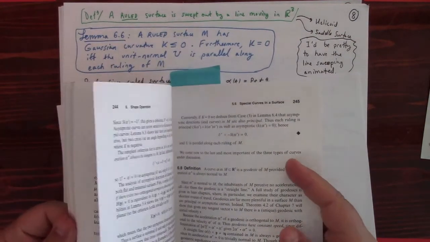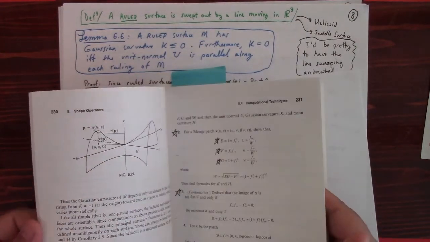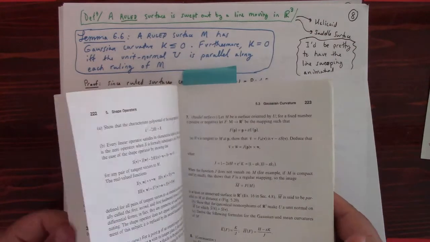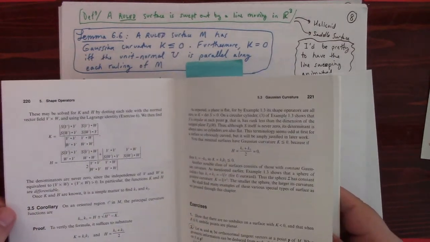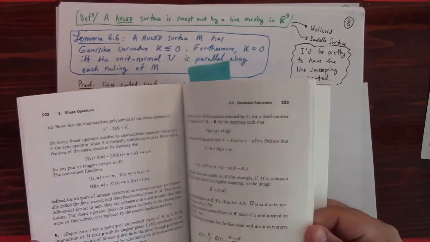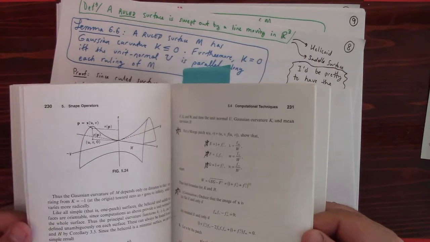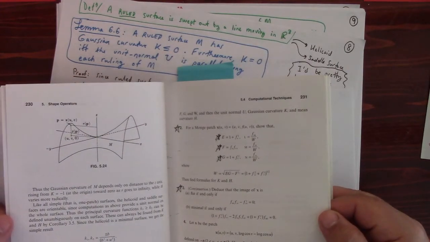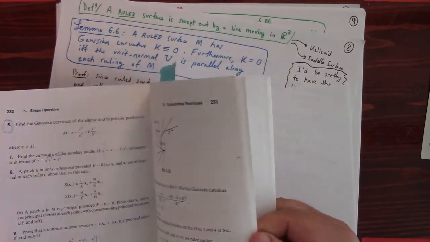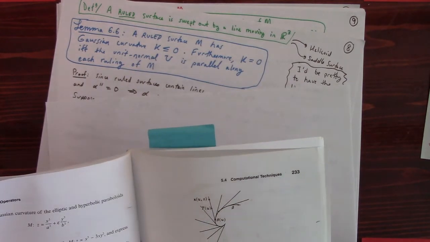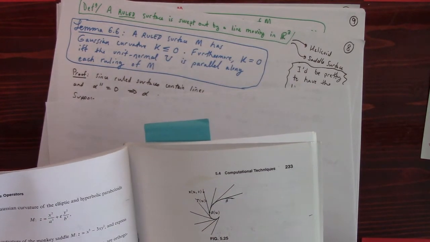If you'll indulge me for a second here, see if I can find it. Where was that thing? So many good exercises. I can't remember if it was in chapter 4 or chapter 5. Monkey saddle.